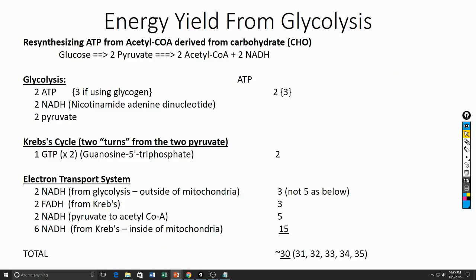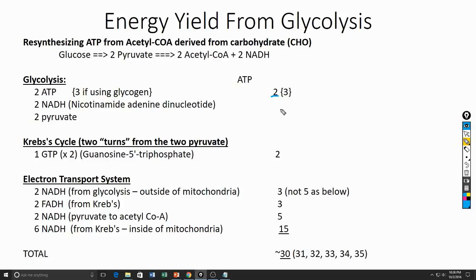So let's actually look at the energy yield from glycolysis, from a glucose. Now, as I said, if glucose goes and we get our 2 ATP, and then we're working really fast, we need to keep glycolysis going, and by extension we have to release lactic acid. We stop here. You get 2 ATP.